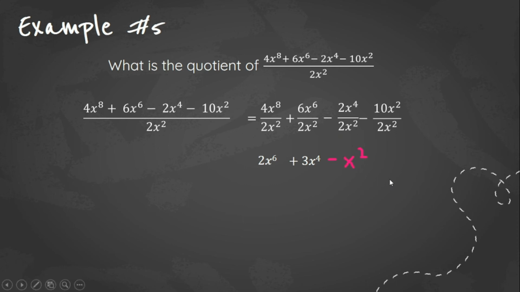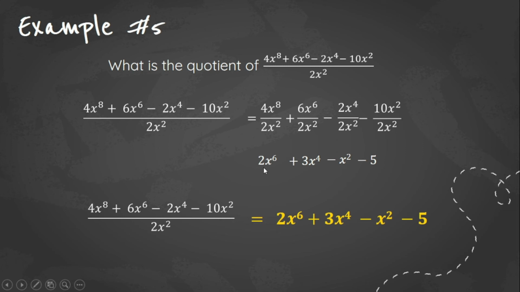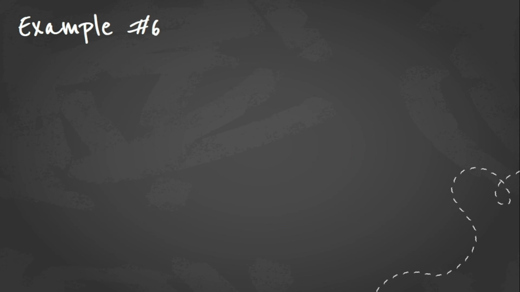And then x, 4 minus 2, gives us x squared, so minus x squared. The last one, we have negative 10 divided by 2, so that is negative 5. x squared over x squared cancels, that is equal to 1, so we don't write it. So we have negative 5. Therefore, we have 2x raised to 6 plus 3x raised to 4 minus x squared minus 5 as our final answer. Let's have the next example.